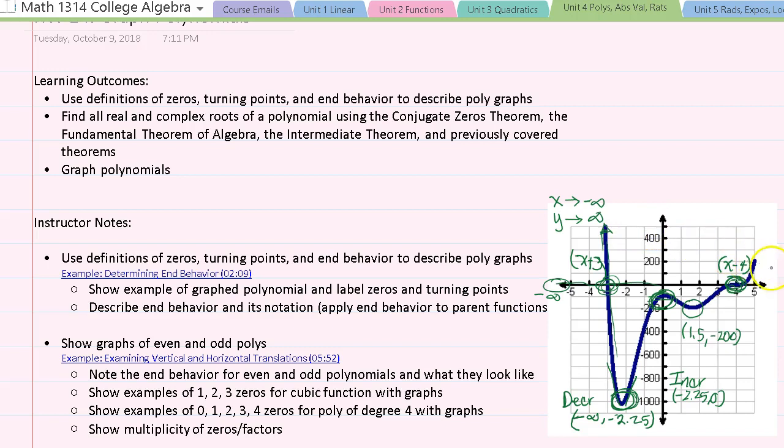Now let's take a look at the right side of the graph as x approaches positive infinity, and we ask, what are the y values doing? From the graph, we see that as x approaches positive infinity, the y values are approaching positive infinity.